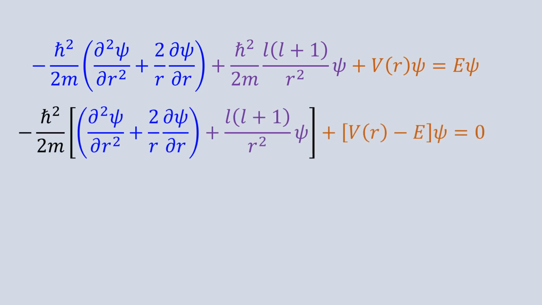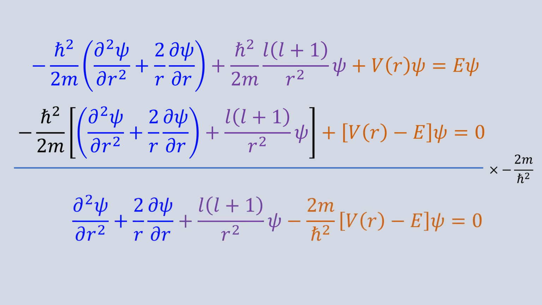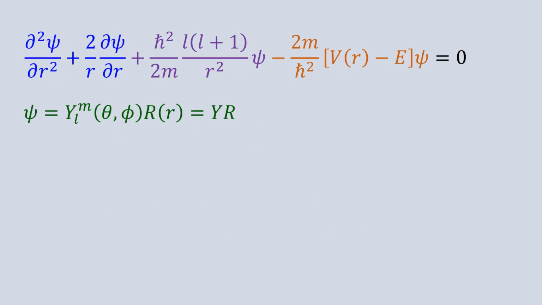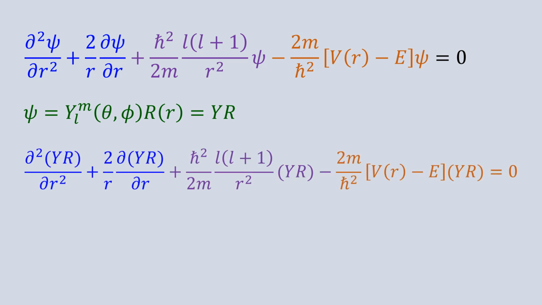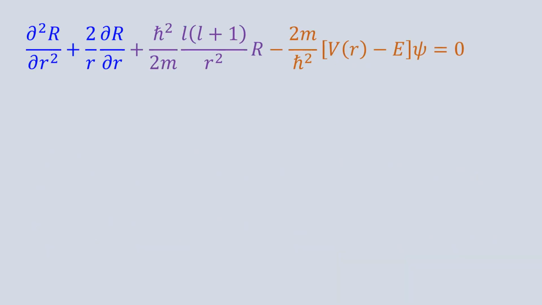Move the right-hand side to the left and multiply the entire equation by minus 2m over h bar squared. We have a tidier form of the differential equation. We remember the fact that psi consists of the multiplication of Y and capital R. By replacing psi with Y times R, and knowing that Y does not depend on the radius r, we are left to solve the capital R alone. Okay, now we begin the process of solving the differential equation.